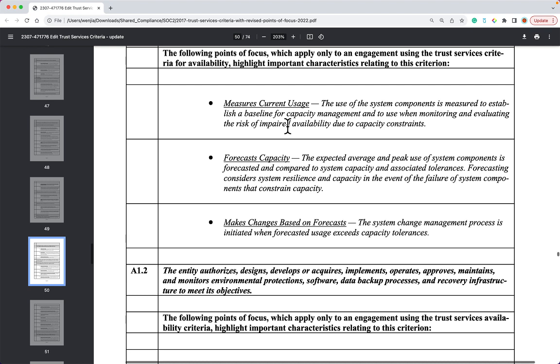The first point of focus: measures current usage. So this one is saying the entity should be aware of the situation of all its resources, like the usage situation. So only you know how much you have used. Now you can do some mechanism. You can do some backup, and you need to achieve this. You need to monitor. You need to evaluate.